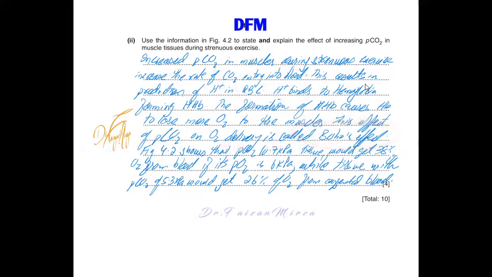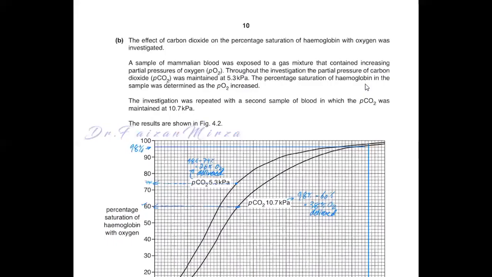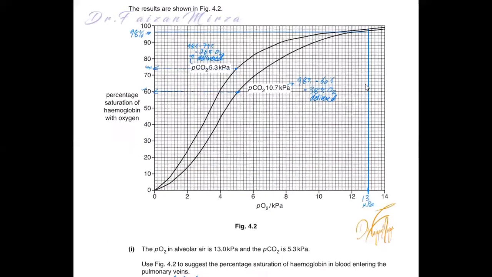Figure 4.2 shows the effect of PCO2. A 10.9 kilopascal PCO2 tissue would get 38% of oxygen from the blood if its PO2 is 6 kilopascal, while the tissue with PCO2 of 5.6 kilopascal would only get 26% of oxygen from the blood. What have I done? I've just taken one value and extrapolated it for these. So you can just do this yourself.